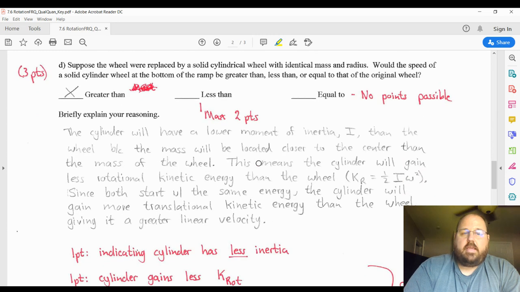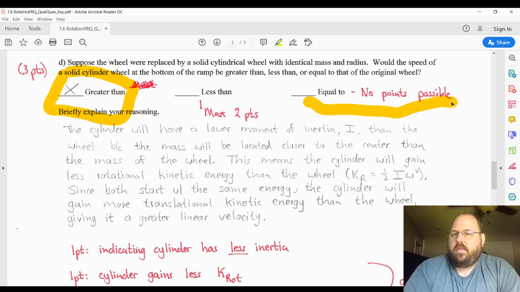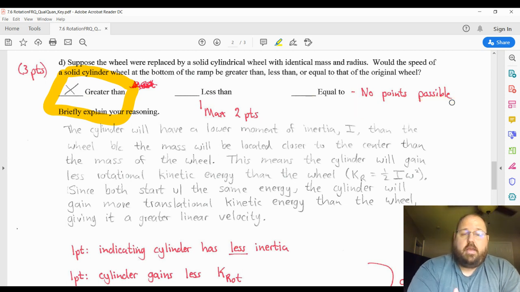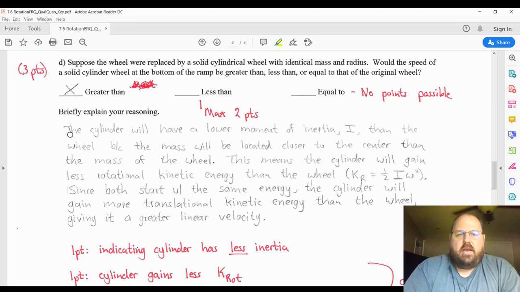All right, part B. Now we replace the wheel with a solid cylindrical wheel with identical mass and radius, and then how would the speed of the cylinder compare to that of the original wheel? So we should have checked greater than. If we checked equal to, then we're not going to get any points on there, even though you may have some good physics still. There's not enough points to go around. If you checked less than, then you could potentially get a maximum of 2 points. So briefly explain your reasoning.